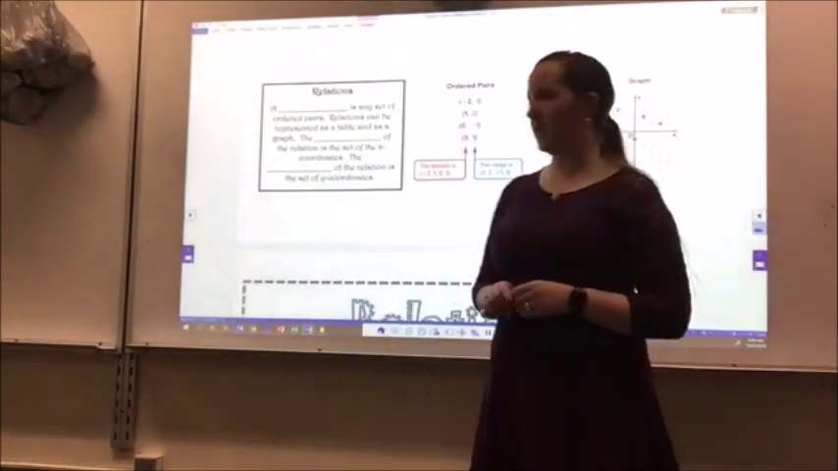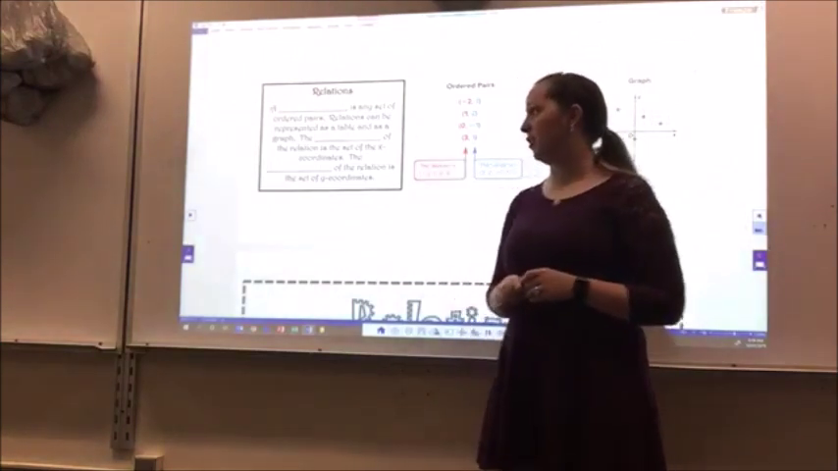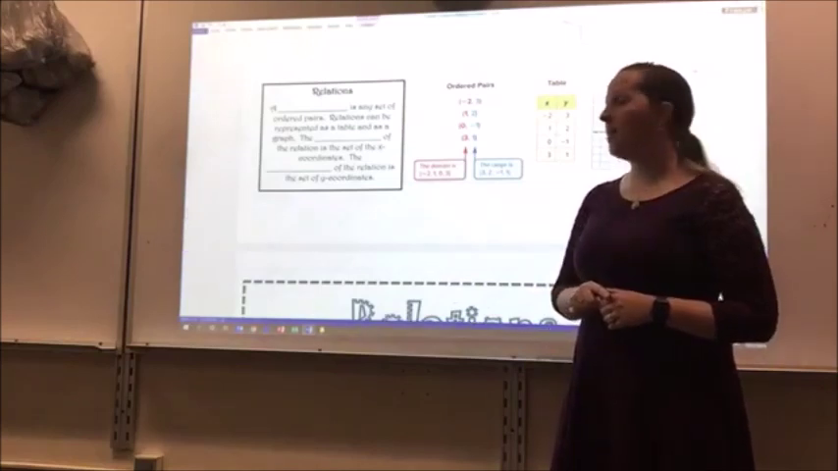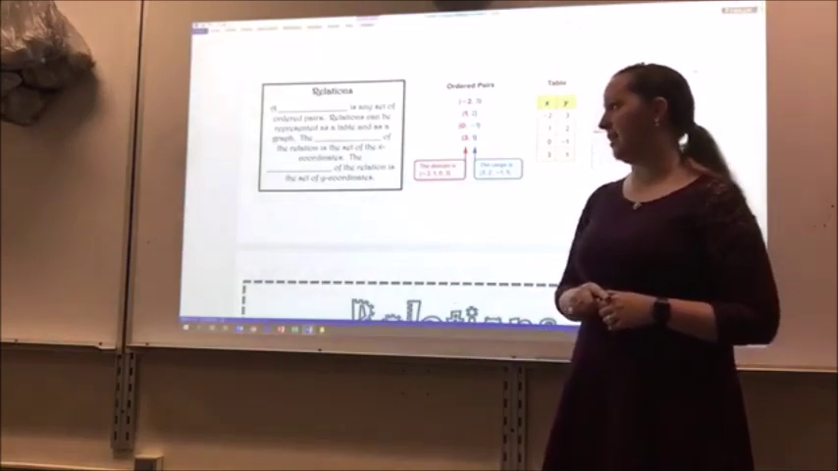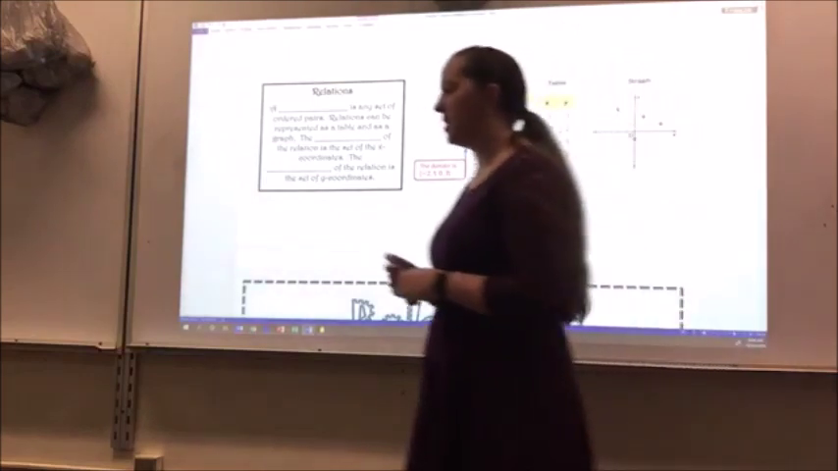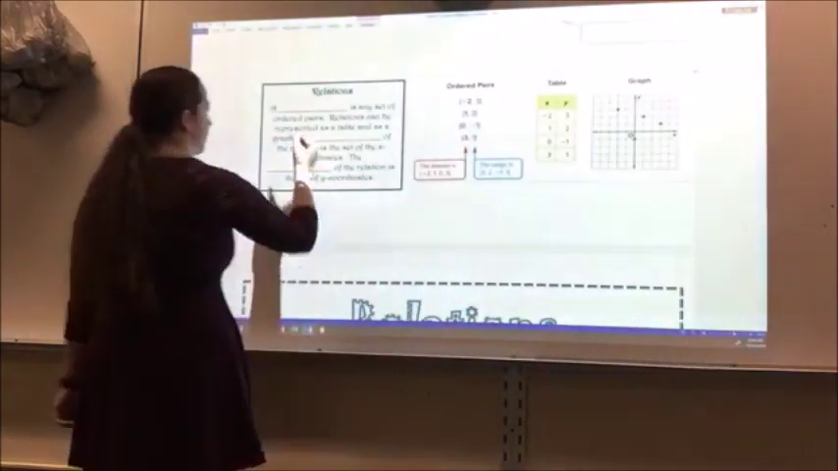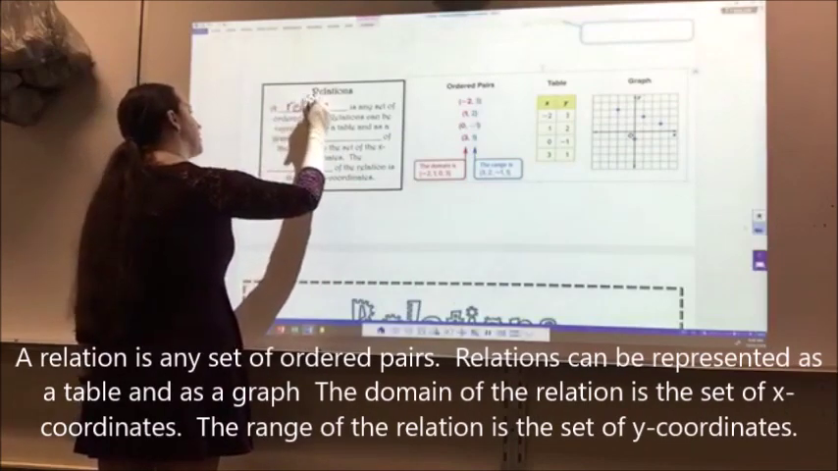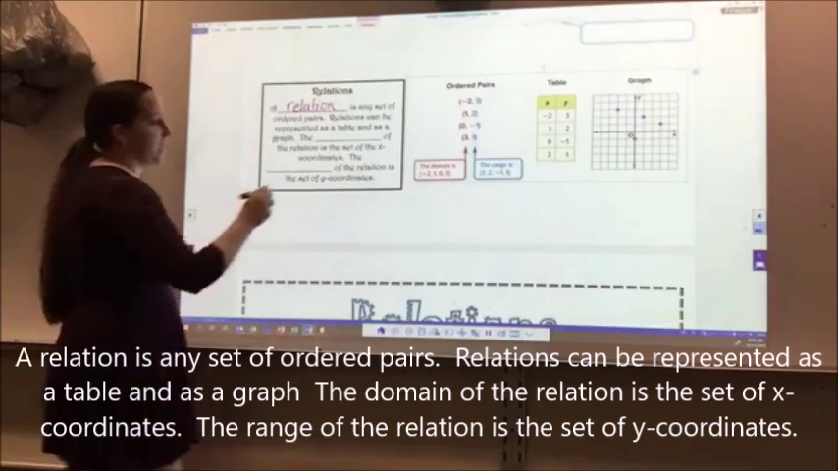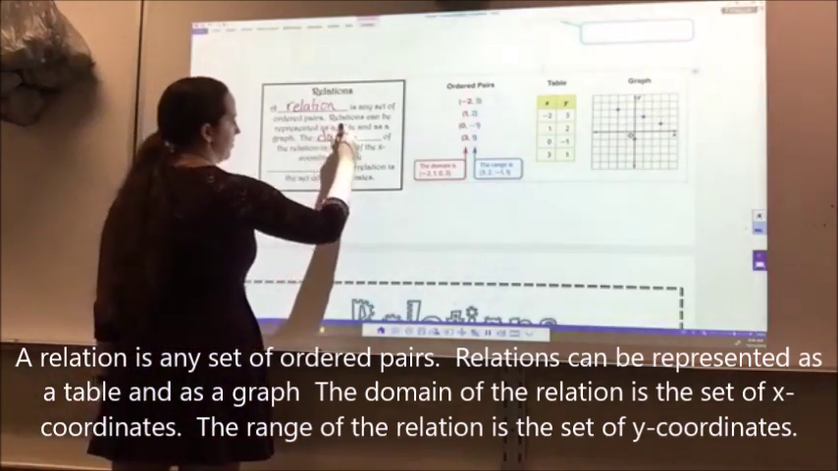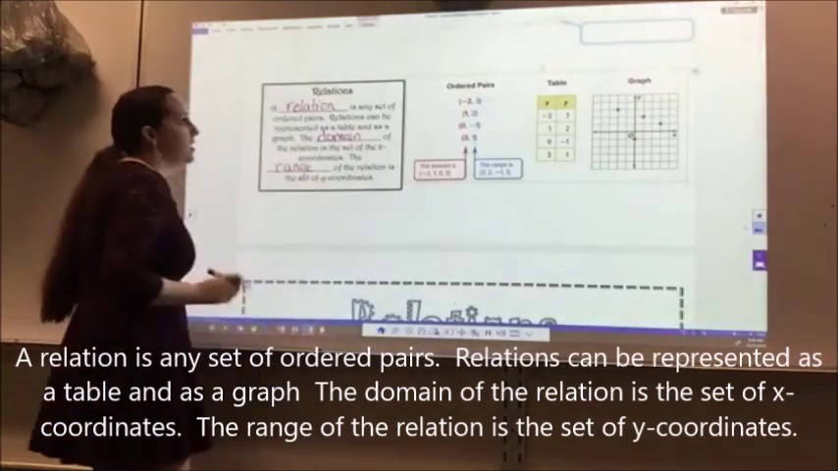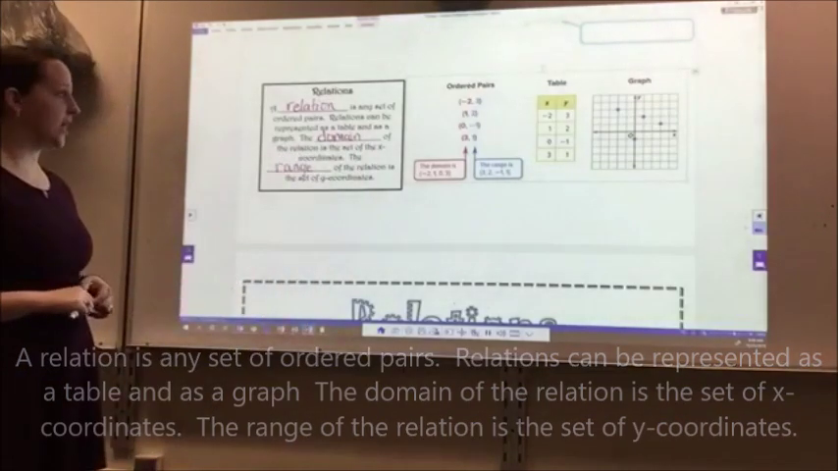All right, relations. A blank is any set of ordered pairs. Relations can be represented as a table and as a graph. The blank of the relation is the set of the x coordinates. The blank of the relation is the set of y coordinates. So in those blanks, you're going to write relation, domain, and range.